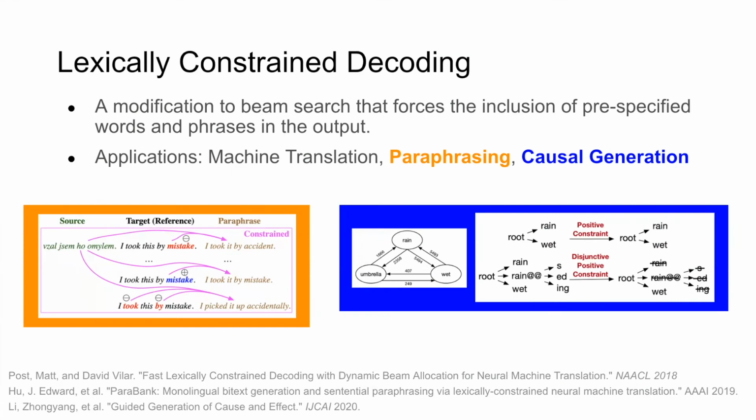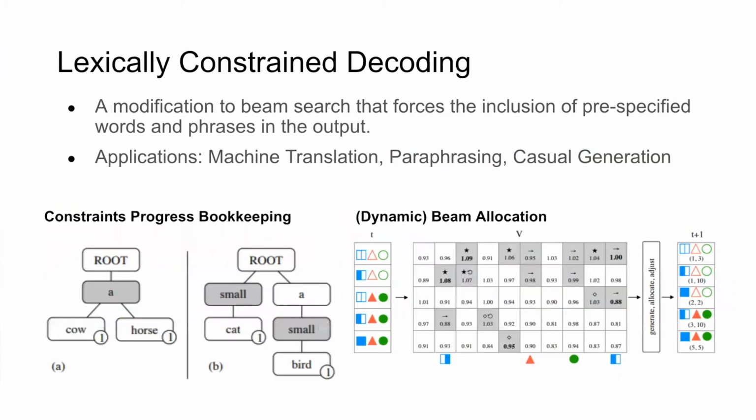The first method, called LCD, is a modification to beam search that forces the inclusion of pre-specified words and phrases in the output. It has been widely applied in various areas, such as machine translation, paraphrasing, causal generation, etc. The two main components of LCD are to record the progress through each of those constraints, the bookkeeping phase, and the constraint-aware beam ranking, the beam allocation phase. Our LCD method follows previous work to use dynamic beam allocation in beam ranking, meanwhile extending the bookkeeping methods to adapt to the frame guiding purpose.